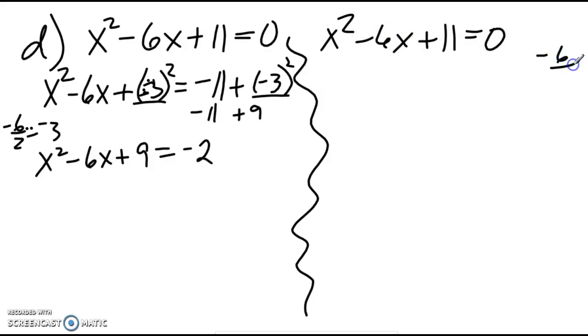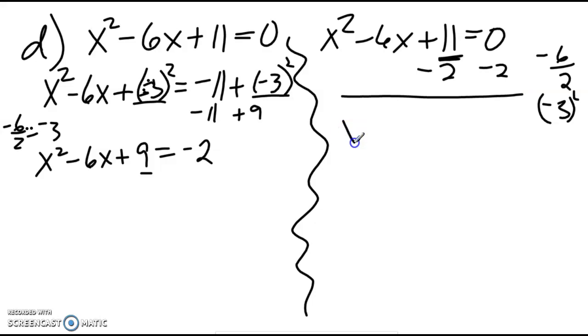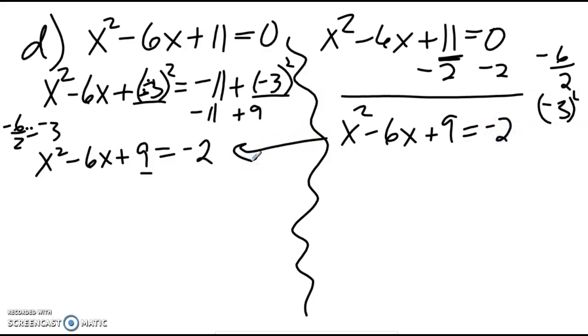Half of my b term is negative 3, and I know that I have to square that to get 9. So this needs to be 9 in order for me to have a perfect square. See how I've got 9 on the left there? So what do I have to do to 11 to get it to 9? Subtract 2. So whatever I subtract from one side of the equation, I've got to subtract from the other side. So that gives me x squared minus 6x plus 9 equals negative 2, which is what I have over here, correct? So the work from this point down is the same on either one.